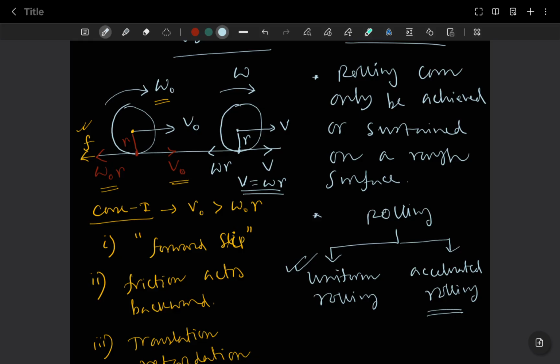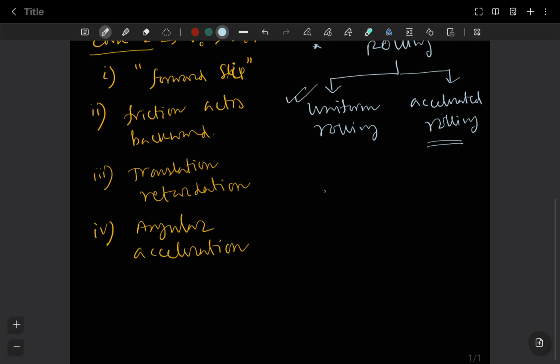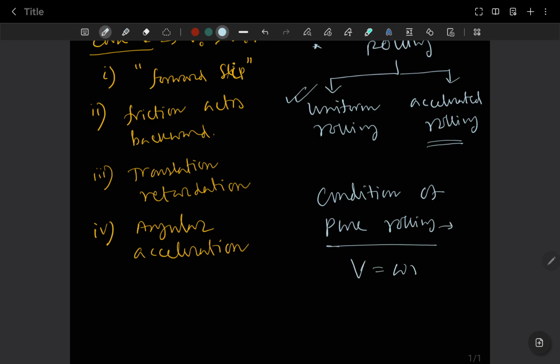It's pure rolling. So the condition of pure rolling will be v equals omega r. Also we can write dv/dt equals r d omega/dt, so we can say a equals r alpha. The acceleration of the center of mass equals r times the angular acceleration about the center of mass. So this is the condition of pure rolling.